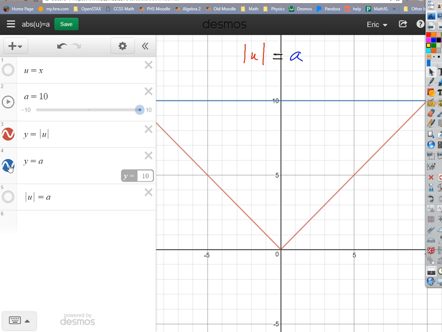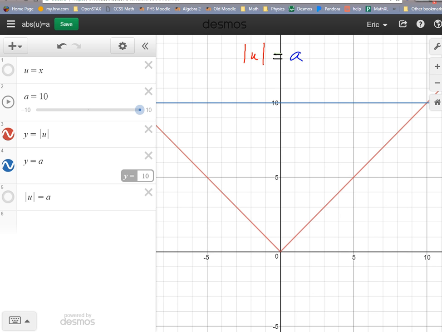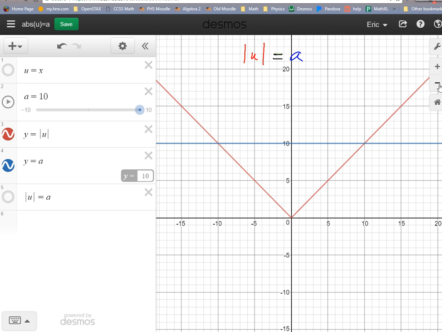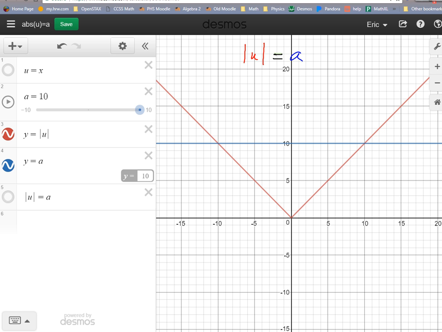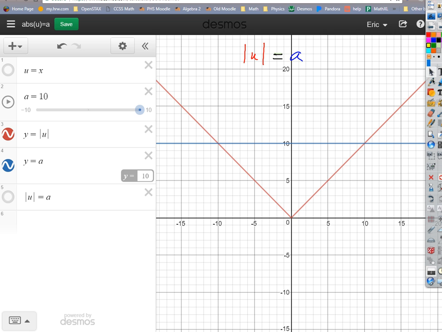Well, if I graph y equals a, I get this, right? So let's zoom out a little bit. And I can see that my intersections are going to be there and there, right? Okay. What are the coordinates going to be of those points of intersection? So that point right there and that point right there.